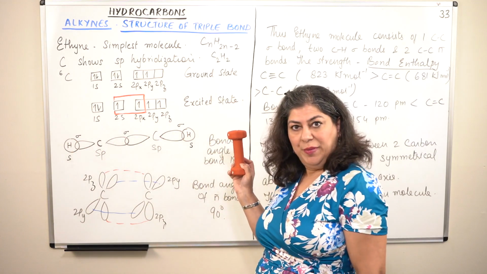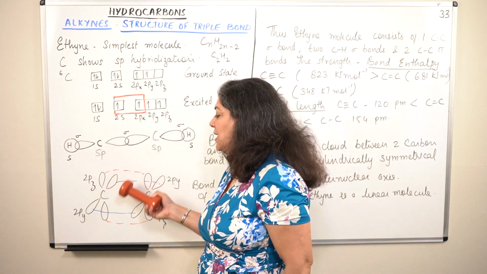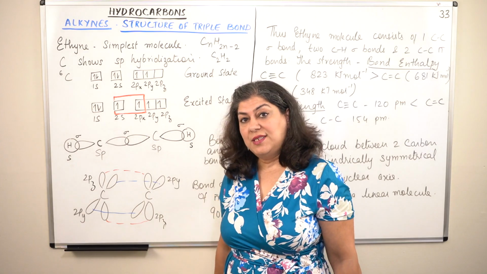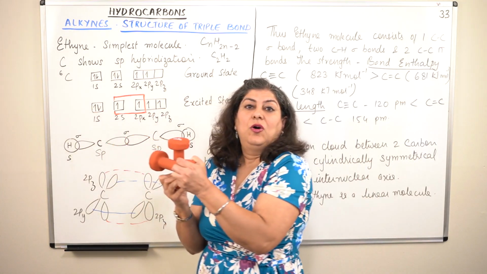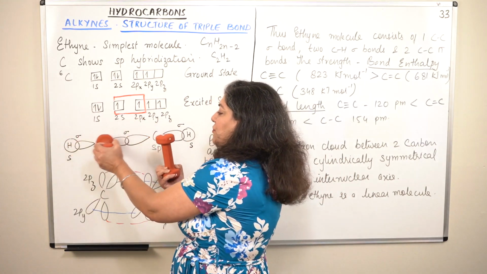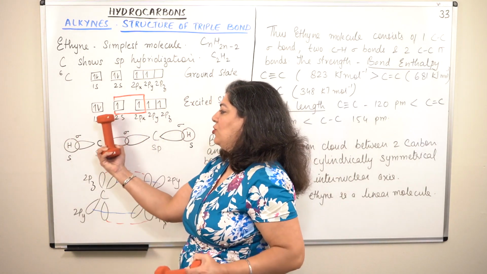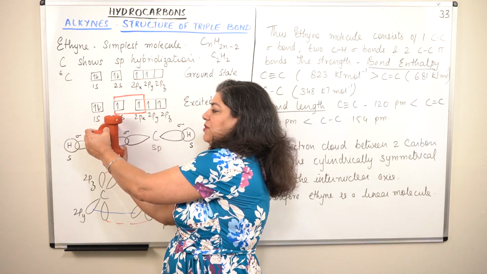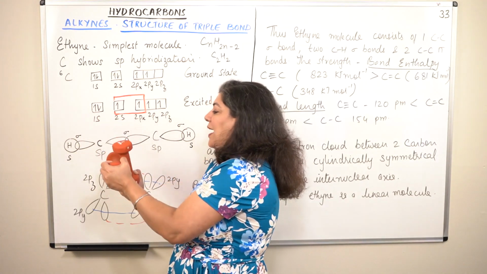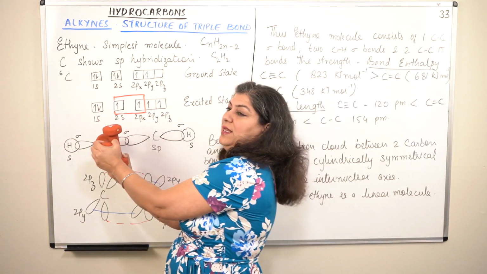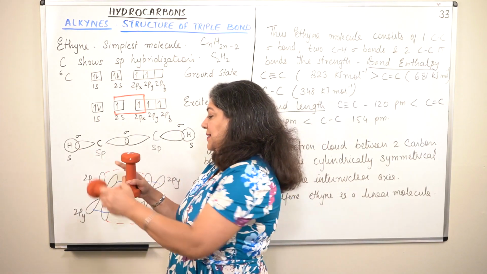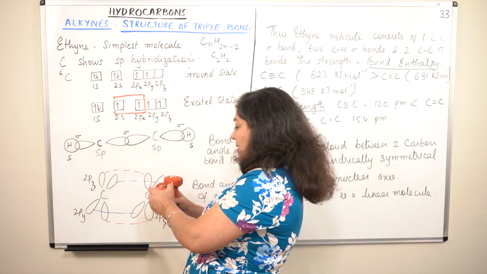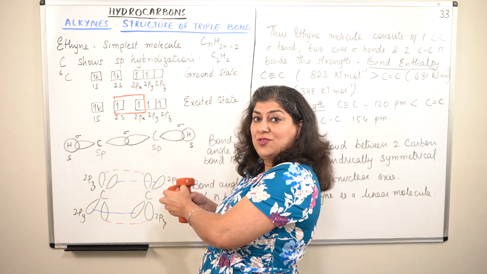These bonds are already made. Now there are these empty, unhybridized p orbitals which are perpendicular to each other on both of these. One bond is formed in this axis, the x-axis. So this becomes the y-axis and this becomes the z-axis. So you have the unhybridized orbitals along these two axes. Now, if this carbon has these two unhybridized orbitals, this carbon also has these two unhybridized orbitals.